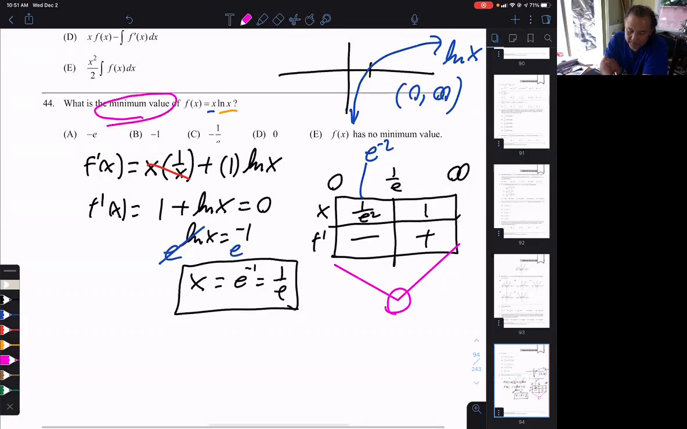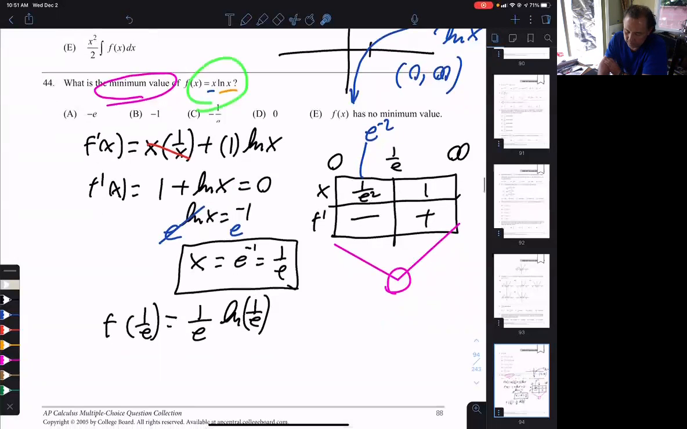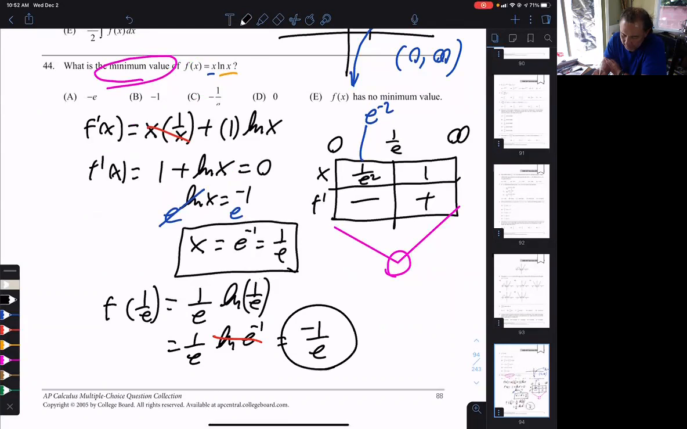It's asking the minimum value. They want f at 1 over e. I plug in 1 over e into this function, which I get 1 over e ln. I rewrite this to the -1 power. That becomes -1, so it's -1 over e. Bammo. See, there is the answer.